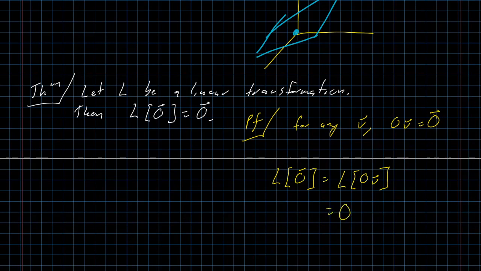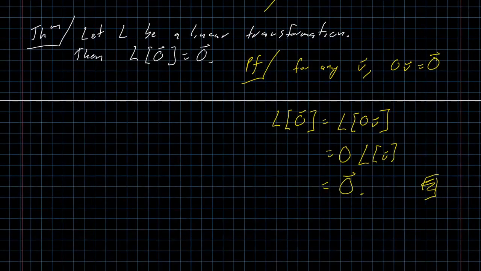And since it is linear, that means it's 0 times the linear transformation of v, and 0 times any vector is the zero vector. All right, so we are going to be sure that our planes always have to go through the origin when we're talking about this.